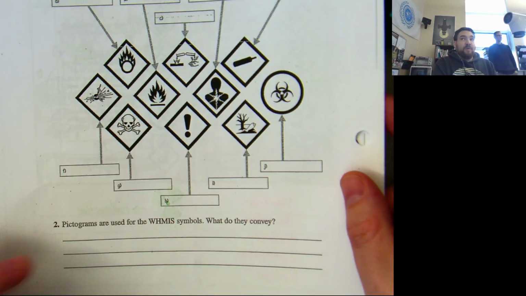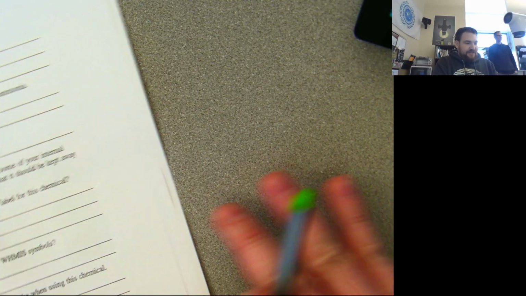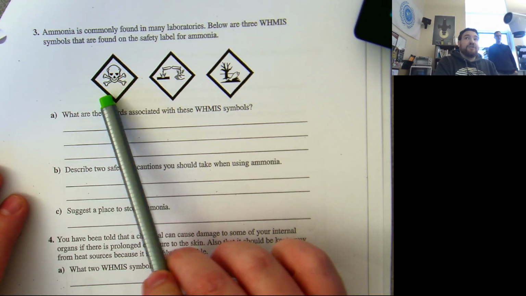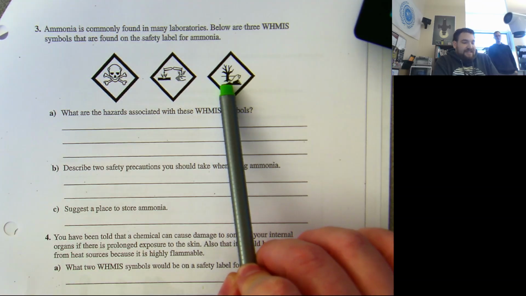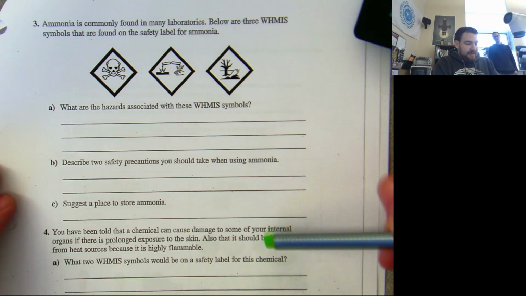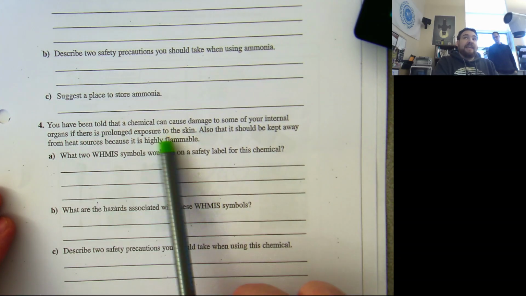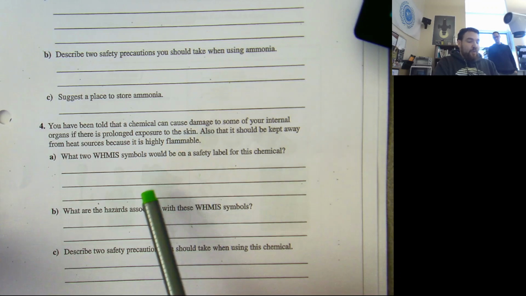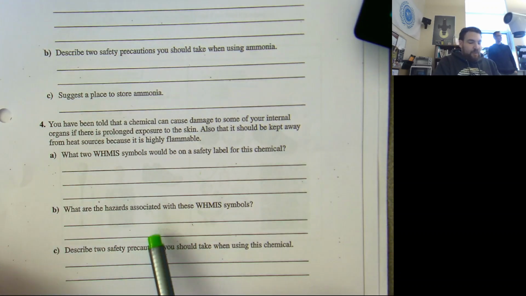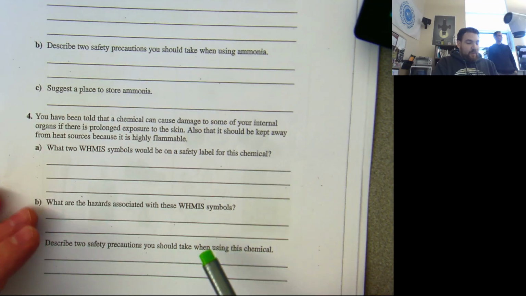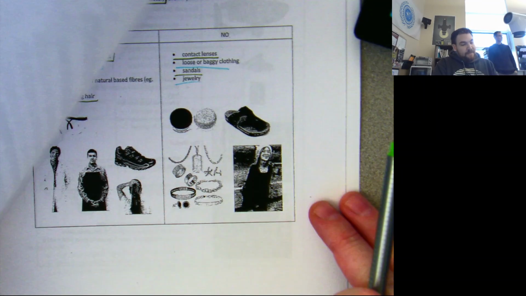And there's a bunch of questions on WHMIS. Why the pictures, which I did address. If these three pictures showed up on something, what does that mean? In your own words. And then there's a last question here. You've been told that a chemical behaves a certain way. What symbols do you think should show up? What are the hazards associated? And then what kind of precautions should you take?